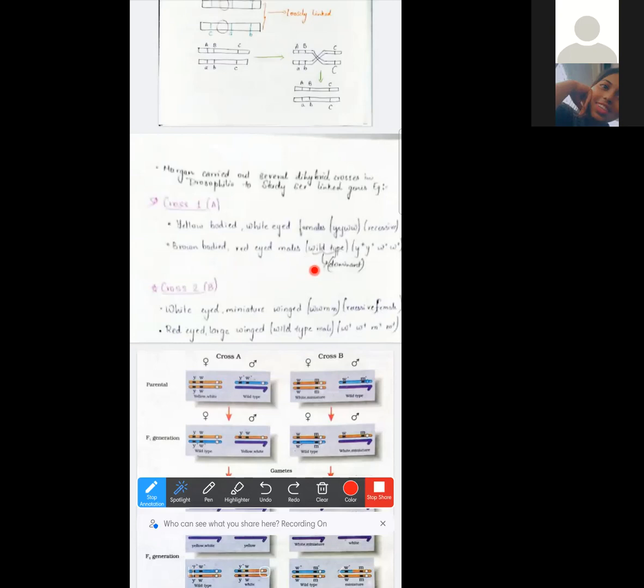Moreover, Morgan's experiment differs from Mendel's because here he did not take the dominant genotype as capital letters, but instead of capital letters he took plus signs. See here. For brown-bodied, red-eyed males, he took y plus, y plus, w plus, w plus. So that is the difference between Mendel's and Morgan's experiment.